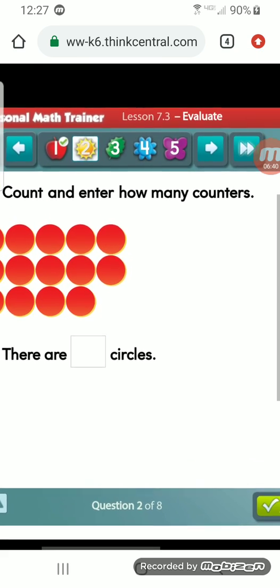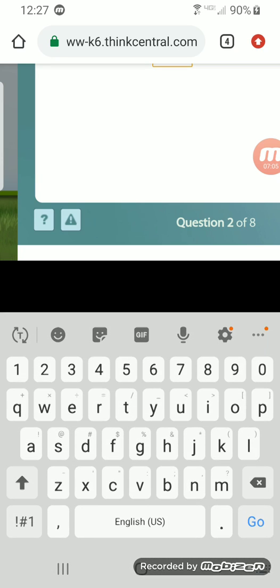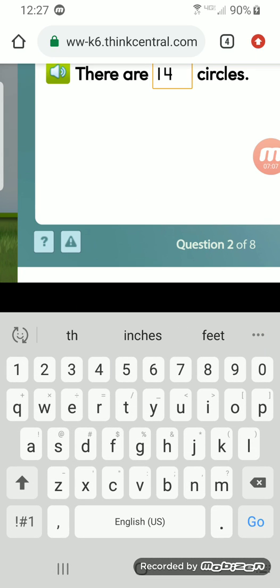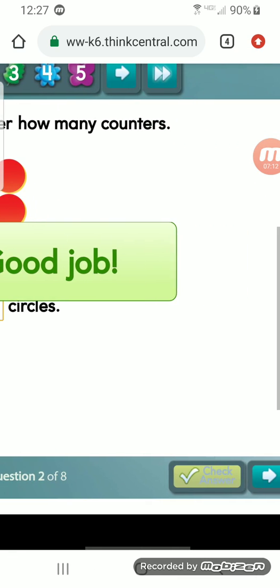Now it asks to count and enter how many counters. So, touch and count those red counters. Good job. How many counters did you count this time? Did you get 14 again? Good job. 14. Let's check our answer. Good job!